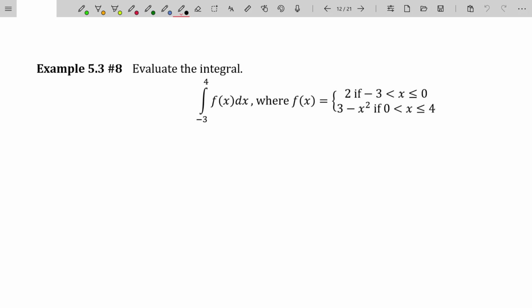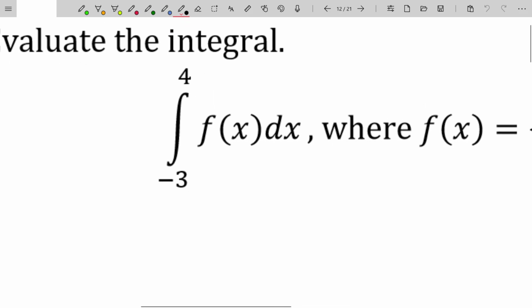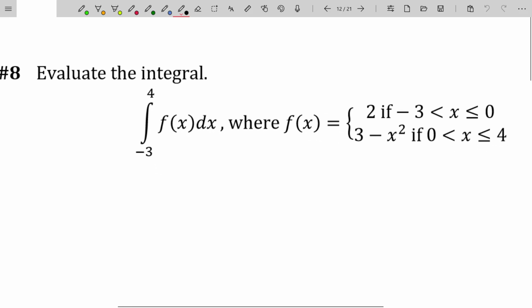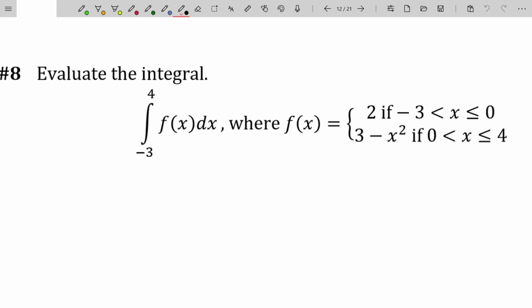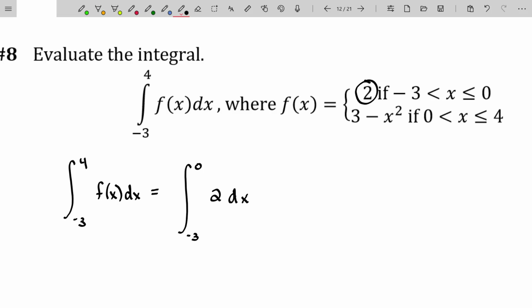We have an integral, definite integral, from -3 to 4 of f of x dx. But f is a piecewise defined function. It takes on different values depending upon what x is. And because of that, I can use properties of integrals to rewrite this piecewise defined function as the following. I can integrate from -3 to 0, and the function will take on the value of 2 over that region. Plus, I can integrate from 0 to 4, and the function takes on the value of 3 minus x squared in that region.